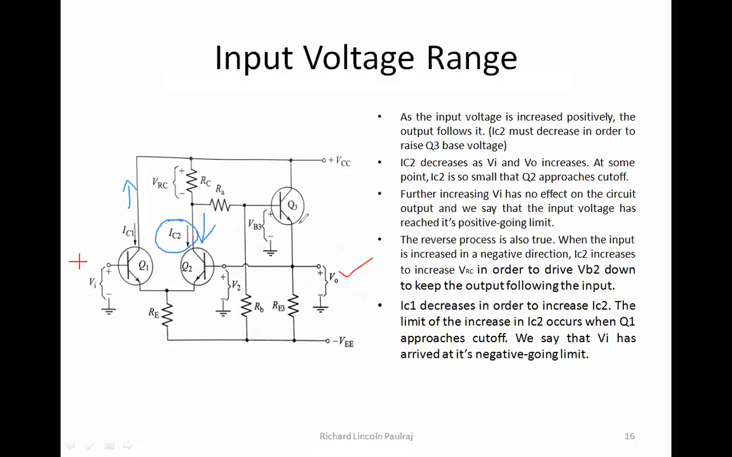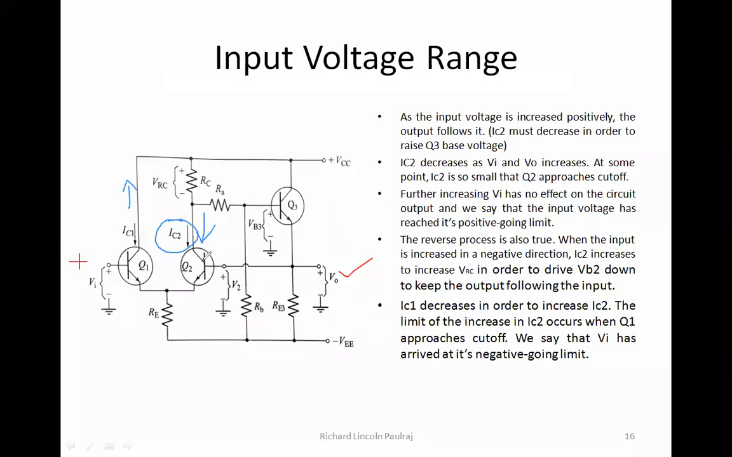Now, why is this happening? Because this is a differential amplifier configuration. The motive of a differential amplifier is that it wants to nullify, or make the output voltage zero. So that is why, to balance out, if IC1 increases, then IC2 decreases. Now, till which point can it decrease? There are certain regions of operation for a transistor: cutoff, linear, and saturation.